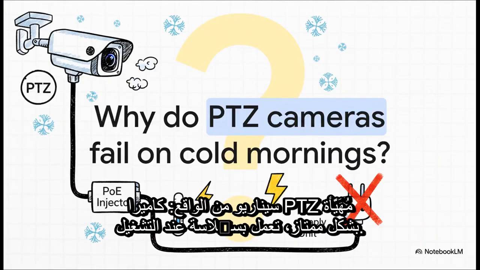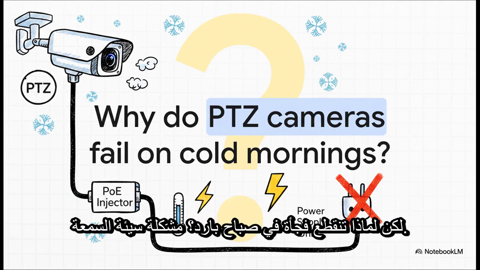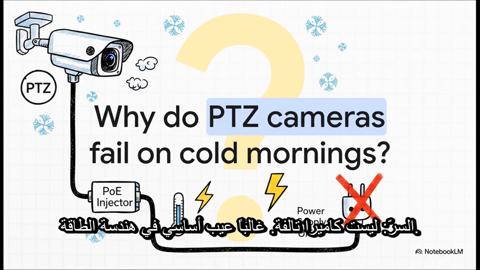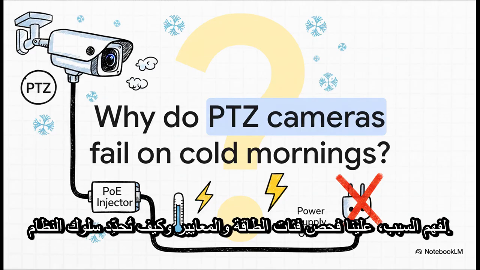Okay, picture this real-world scenario. You've got a perfectly specified pan-tilt-zoom, or PTZ camera. You commission it, everything works flawlessly. But then, why does it suddenly drop offline on a freezing cold morning? It's a notorious issue, and honestly, it catches out even seasoned engineers all the time. Spoiler alert, the answer isn't a faulty camera. It's almost always a fundamental failure in power engineering.